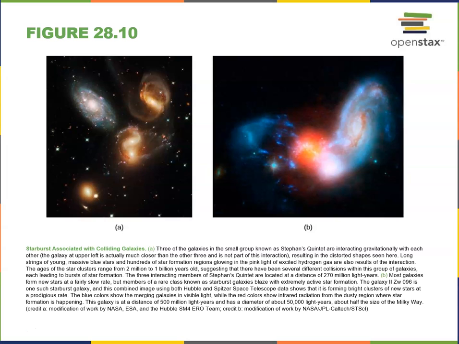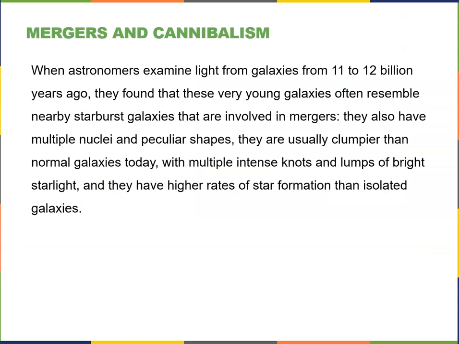While the starburst is going on, however, the galaxy where it is taking place becomes much brighter, and it's much easier to detect at large distances. So when astronomers look back at galaxies that emitted their light 11 to 12 billion years ago, they find that these young galaxies often resemble closer starburst galaxies that are involved in mergers. They have multiple nuclei and peculiar shapes, and they are usually clumpier than normal galaxies today. They have a lot of intense knots and lumps of bright starlight. And they have higher rates of star formation than isolated galaxies, like we see in a starburst galaxy.